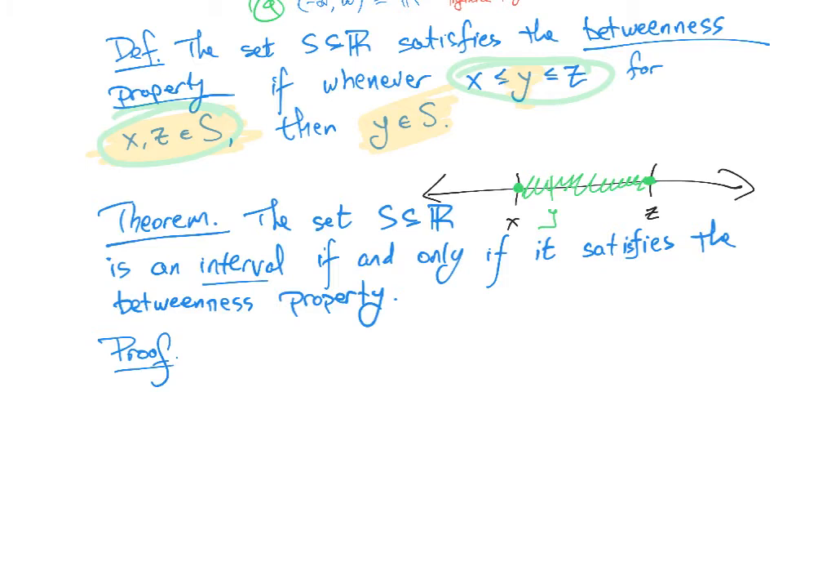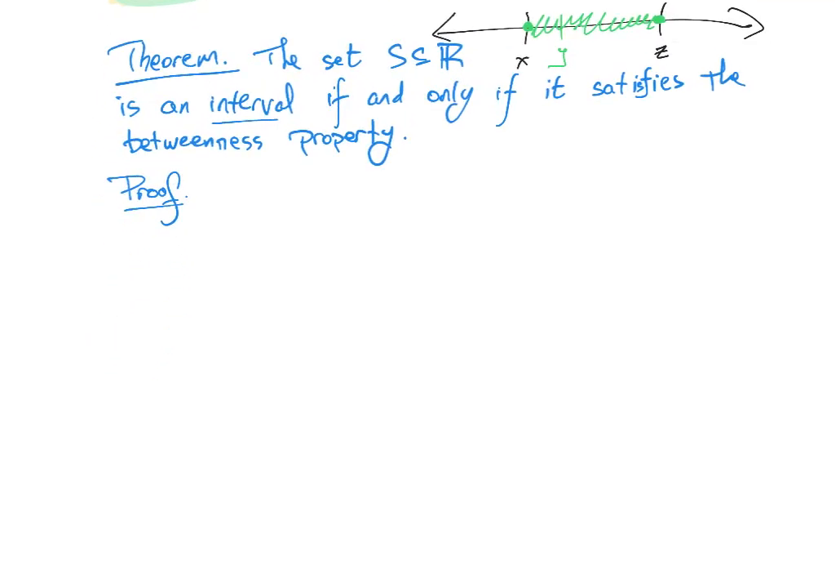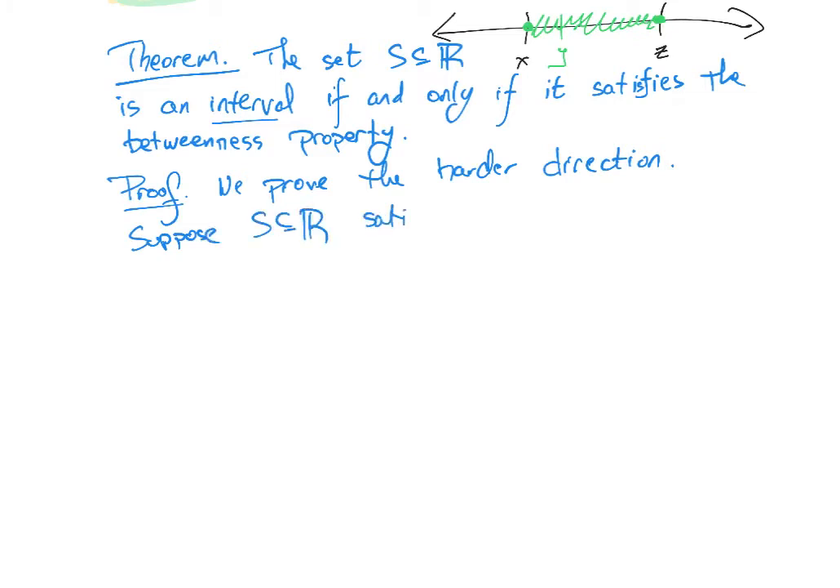So, in the proof, I'm going to jump to the hard direction, and that's showing that the betweenness property implies you're one of those 9 types. We're going to prove the harder direction. We've already proved or talked about proving the other direction. Suppose we do have a set of real numbers that satisfies the betweenness property.